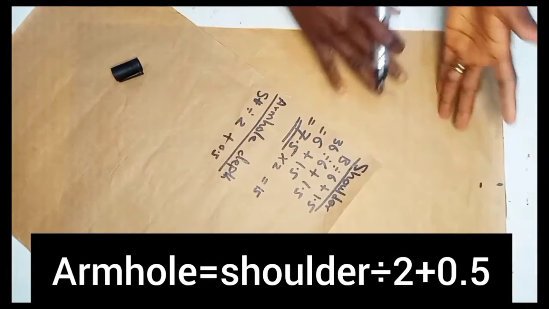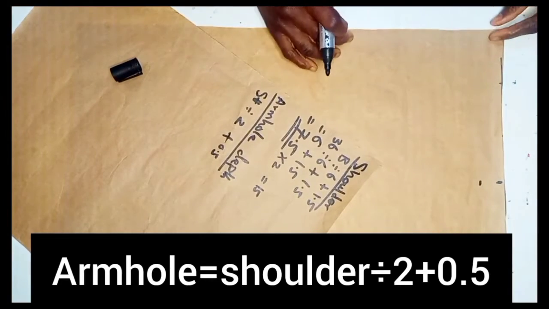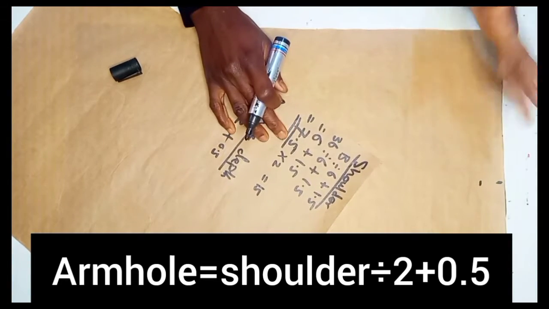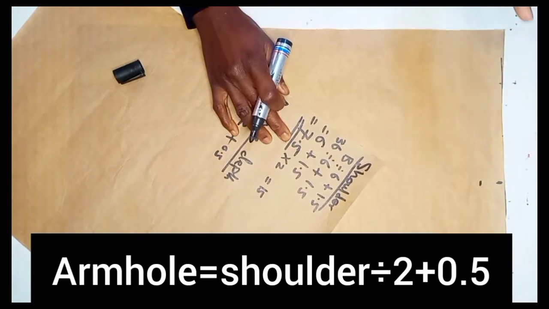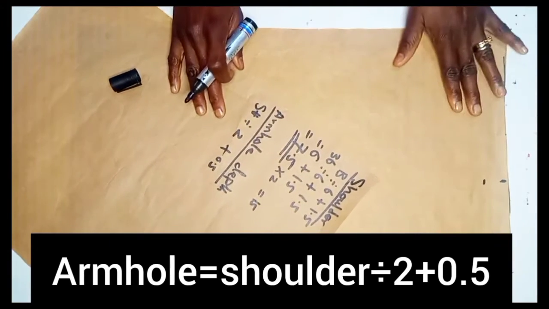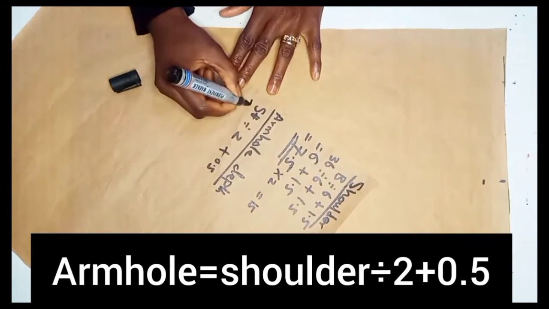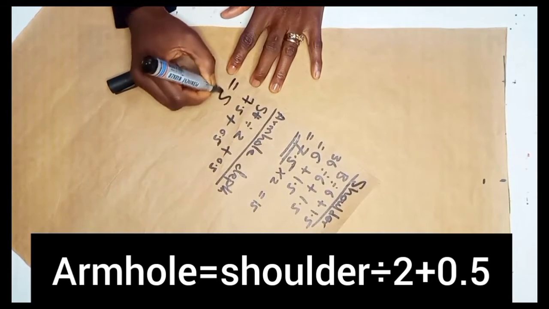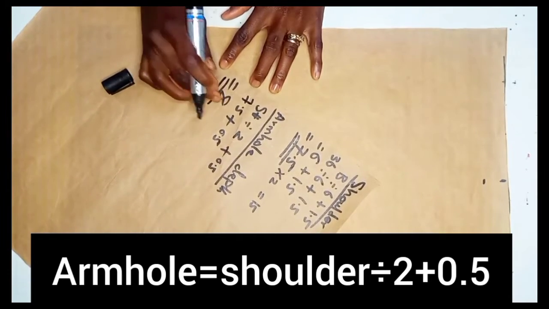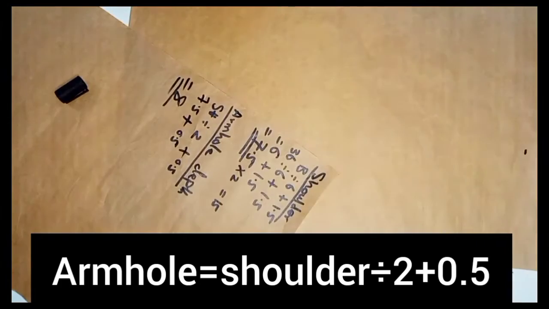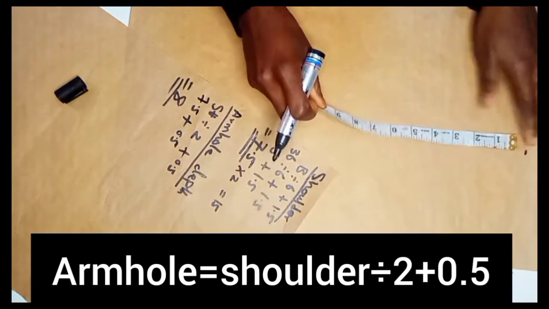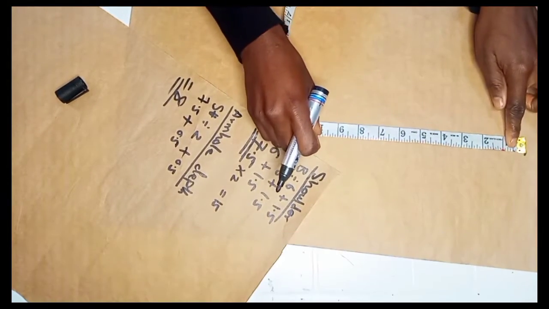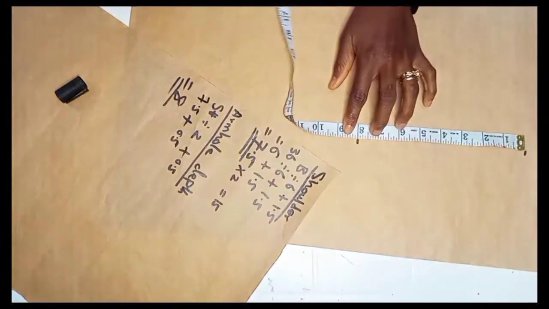Since the formula for the armhole depth is shoulder divided by 2 plus 0.5 inch, we're going to make use of the 7.5 we have at this point. So I'm going to calculate 7.5 plus 0.5, which gives me 8 inch. So I'm going to be using 8 inch as the armhole depth. Whatever shoulder measurement you get, you divide it by 2, then you add 0.5 inch to get your armhole depth. I'll go ahead to insert the armhole depth starting from the shoulder slope.